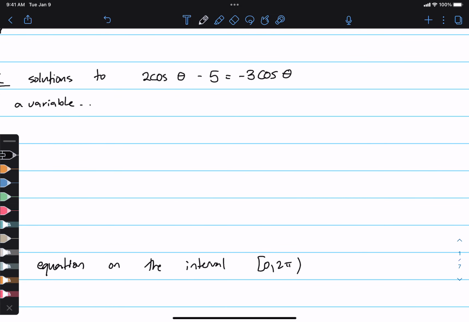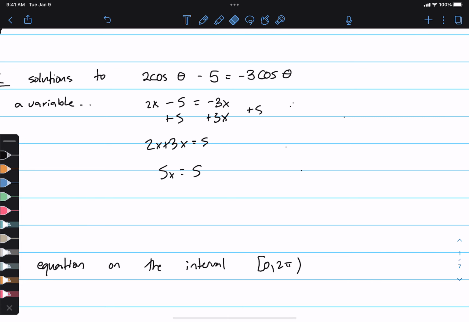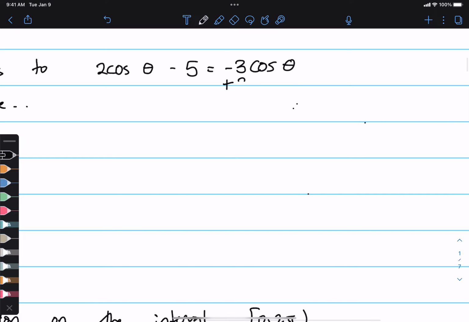So if we wanted to solve 2x minus 5 equals negative 3x, all we would do is add 3x to both sides and add 5 to both sides, and we get 2x plus 3x equals 5, or 5x equals 5, which means x equals 1. So let's try that here. But instead of x, we're trying cosine of theta. So I'm going to add 3 cosine of theta to both sides.